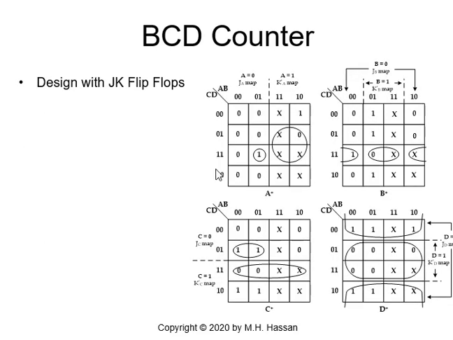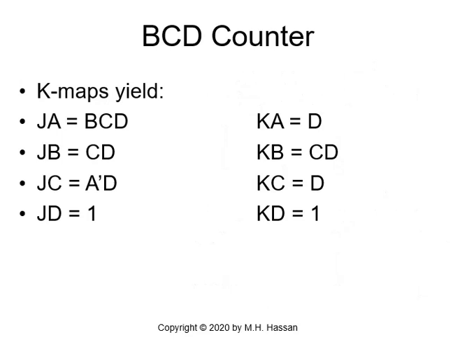The same thing, we go to the K prime map, or the B equals 1 map, and we group the zeros, and I have only 2 zeros. Again, 0 will cancel with the 1 for the A. I am in the B equals 1 map, and this is also equal to CD. So KB will also be equal to CD. Very interesting, we find that JB equals CD and KB equals CD.